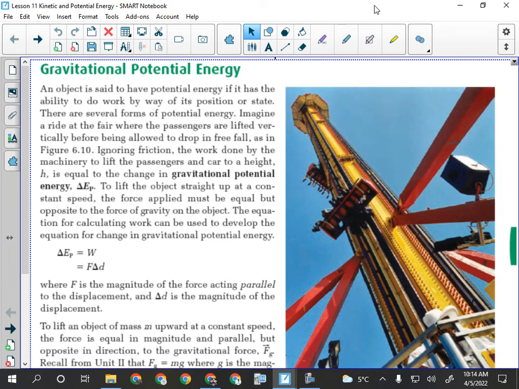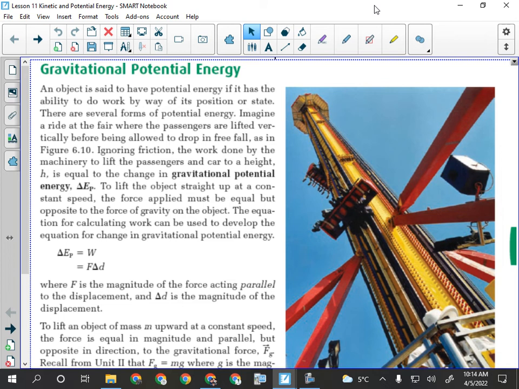All right. So, we're going to talk about gravitational potential energy first. Obviously, gravitational potential energy is energy due to position, as all potential energies essentially are, with the exception of chemical potential energy. So it's energy due to position. The further from the Earth's surface an object is, the more potential energy it has.